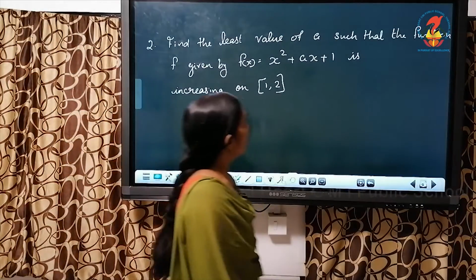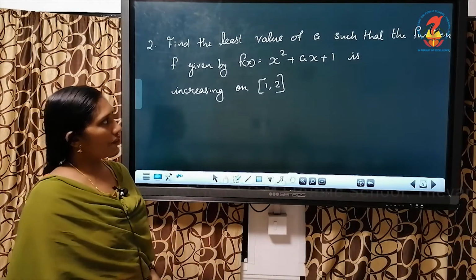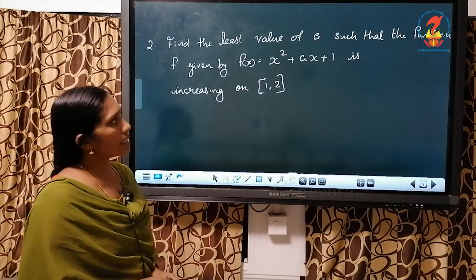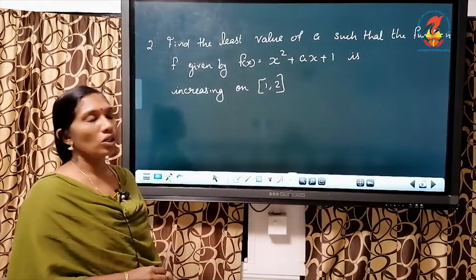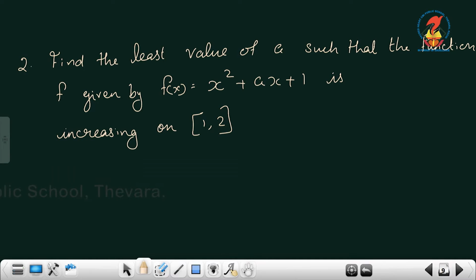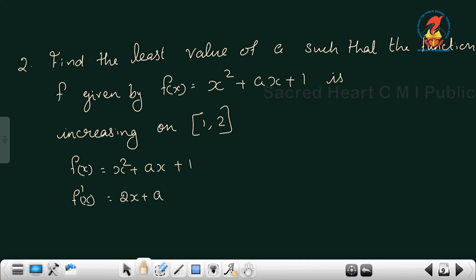Then next question. Find the least value of a such that the function given by f of x equals x square plus ax plus 1 is increasing on the closed interval 1, 2. Find the least value of a. The function is increasing. So f of x is given as x square plus ax plus 1. What is f dash x? 2x plus, a is a constant, a into x, a taken outside, x derivative is 1.